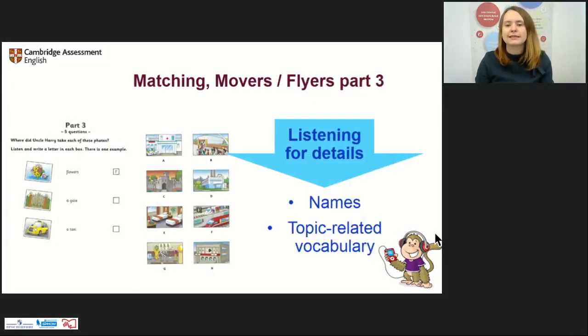This one only exists for movers and flyers. This is part 3. And this is when we have to listen for details. So as you can see, you have 2 sets of pictures. So students will do the multiple matching exercise. And again, focus on names and topic-related vocabulary.